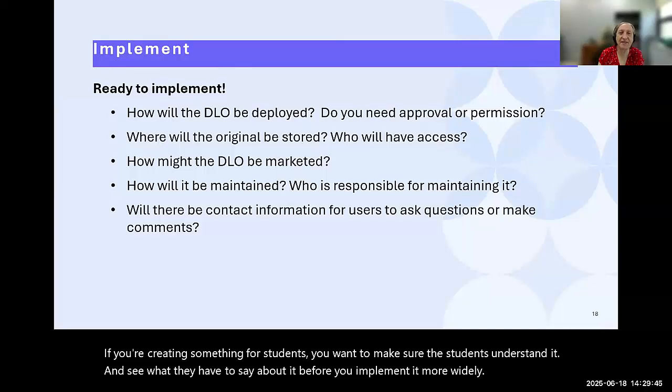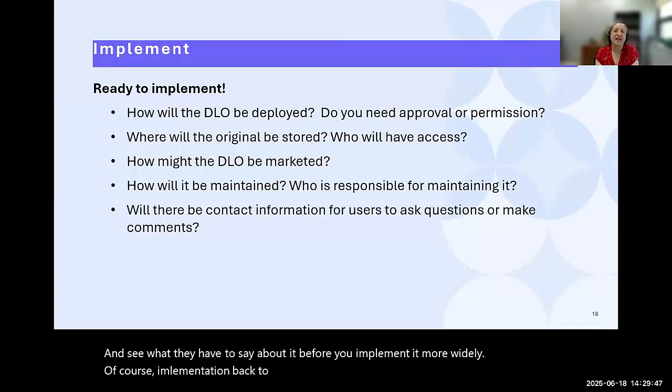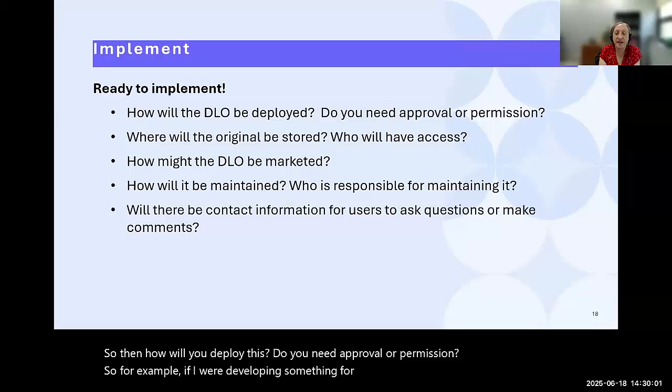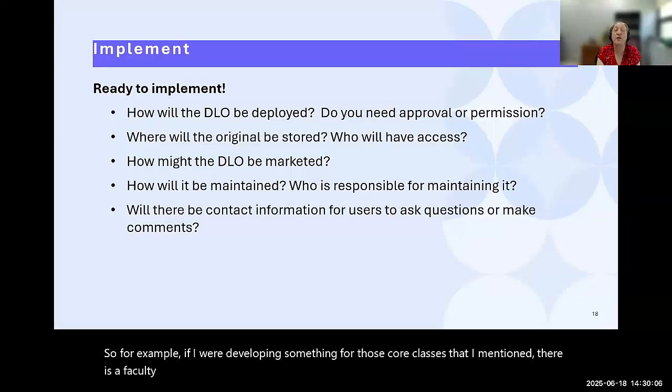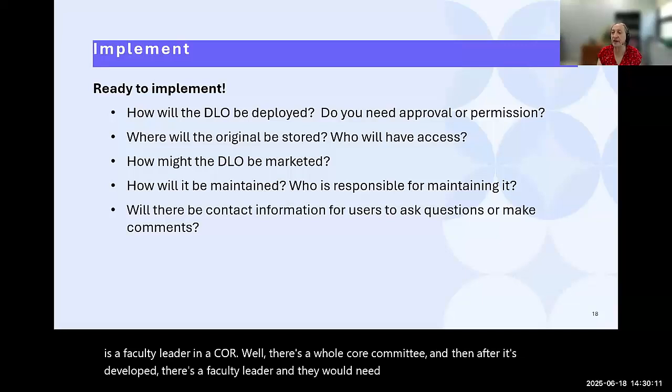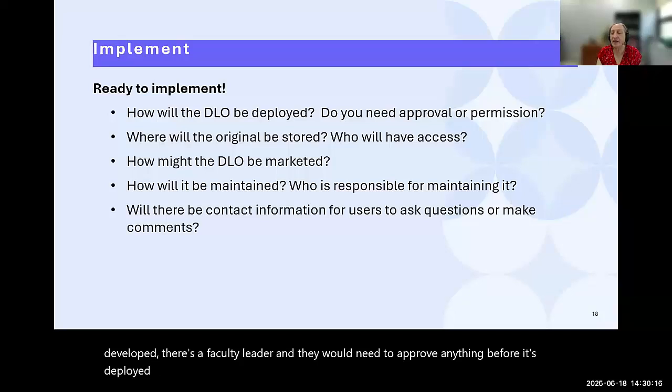Of course, implementation, back to the I in ADDIE. So then, how will you deploy this? Do you need approval or permission? For example, if I were developing something for those core classes that I mentioned, there's a whole core committee, and then after it's developed, there's a faculty leader, and they would need to approve anything before it's deployed. Maybe you have a marketing team or someone on your staff who needs to approve what you put up on the library website.